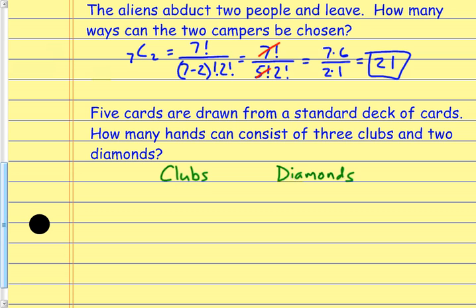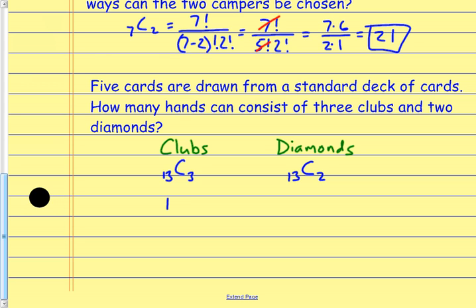It doesn't matter what order I get the cards in. I still have the same hand. I still have the same grouping of cards. So for the clubs, for those of you who don't know, there are 13 clubs in a standard deck of cards. And I obviously wanted 3 of them. For diamonds, there are 13 diamonds, and I'm choosing 2 of them. And so now I have to do a combination for each of these things. So this one's going to be a 13 factorial over 13 minus 3 factorial, 3 factorial. This one is going to be a 13 factorial over 13 minus 2 factorial, 2 factorial.